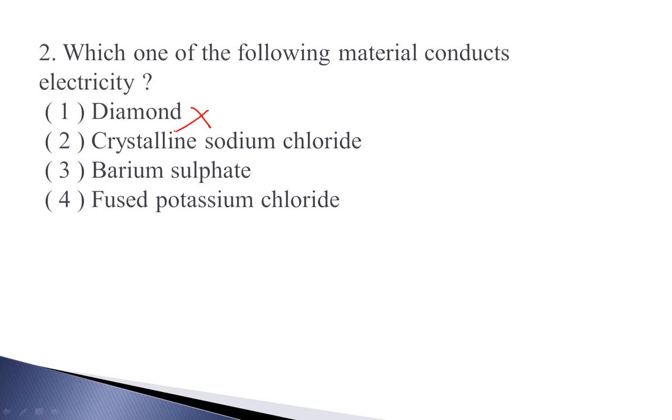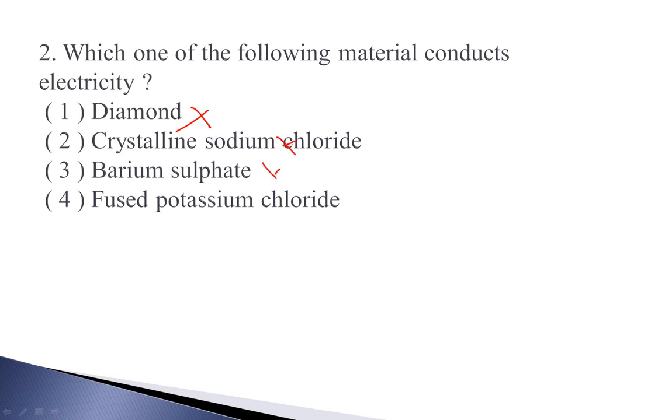Then the second option is crystalline sodium chloride, meaning solid NaCl. In the solid state it will not conduct electricity, but it conducts electricity in the molten state only because of the presence of free ions to move. Then what about the third option, barium sulfate? It is the same as solid NaCl. It will not conduct electricity in the solid state. So options 2 and 3 are wrong.